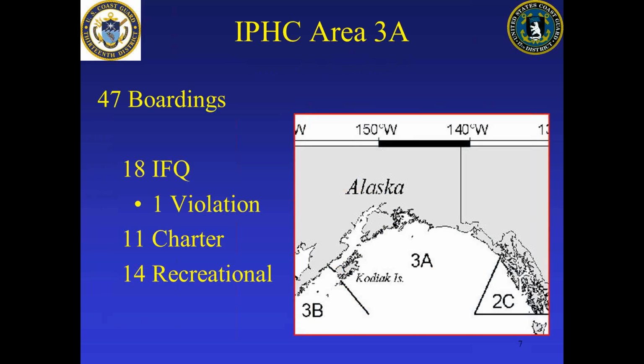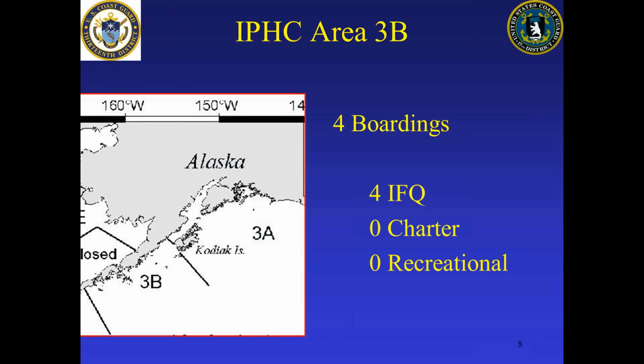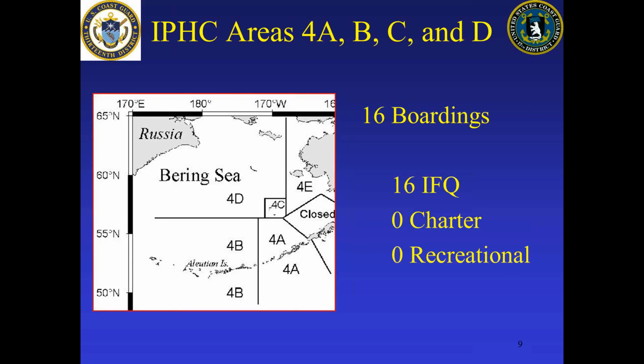So in Area 3A, we had a total of 47 boardings, with one violation cited for failure to use the required seabird avoidance gear. So this was an issue of enforcing compliance with other bycatch issues. And in Area 3B, we had a relatively small number of boardings, 4 boardings total in the IFQ sector, with no violations detected. In Area 4, we had a total of 16 boardings, also with no violations detected.